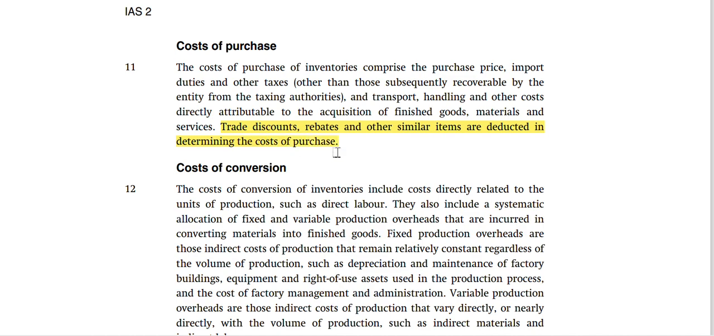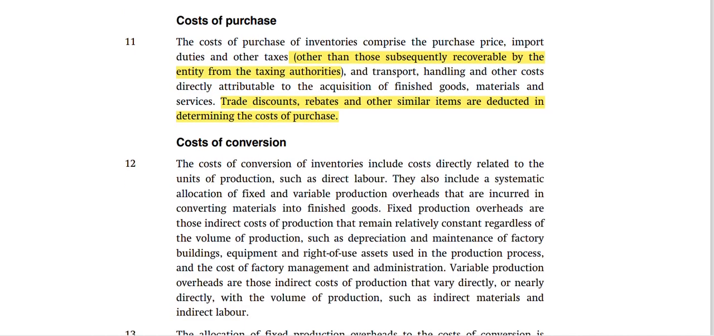So it is very important, candidate, to understand that trade discounts, rebates, and other similar items are deducted in determining the purchase price, because those costs are basically not what the entity would have incurred in order to get that inventory. And other costs that you need to understand should not be part of the inventory are any costs that will be received or claimed from the taxing authority. An example of that would be maybe the VAT, if the VAT was charged to the entity or to the business and they are able to claim that VAT from the taxing authority.